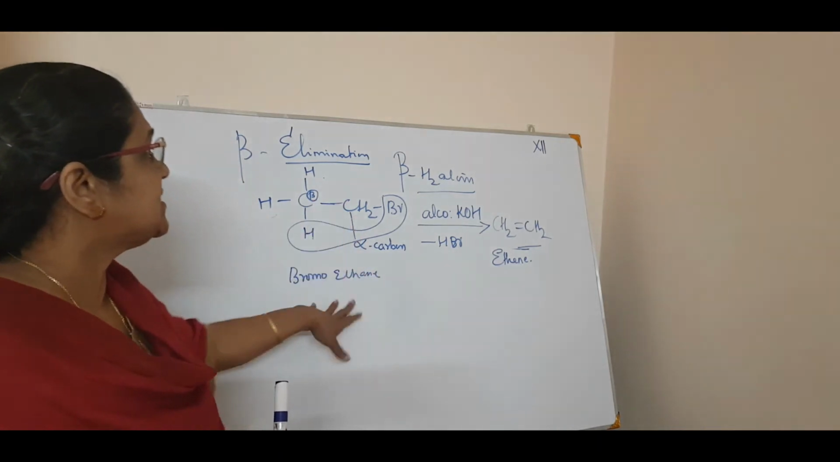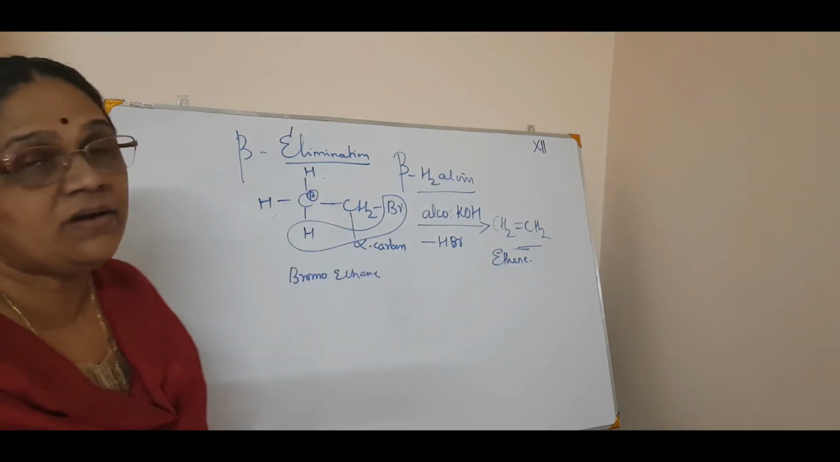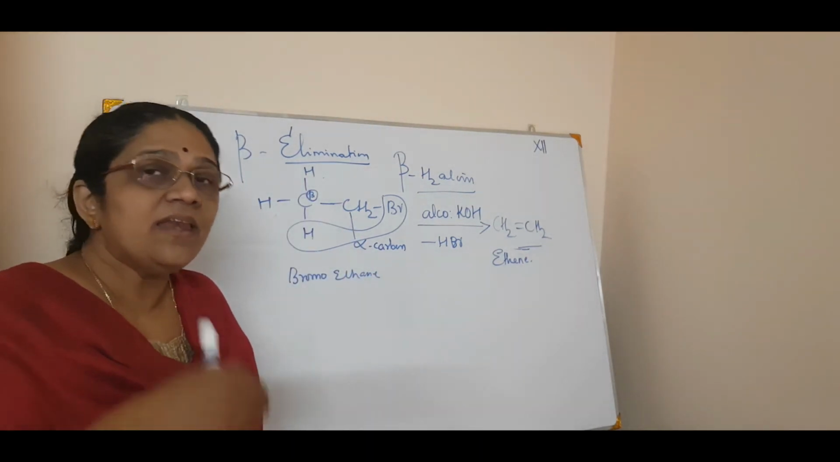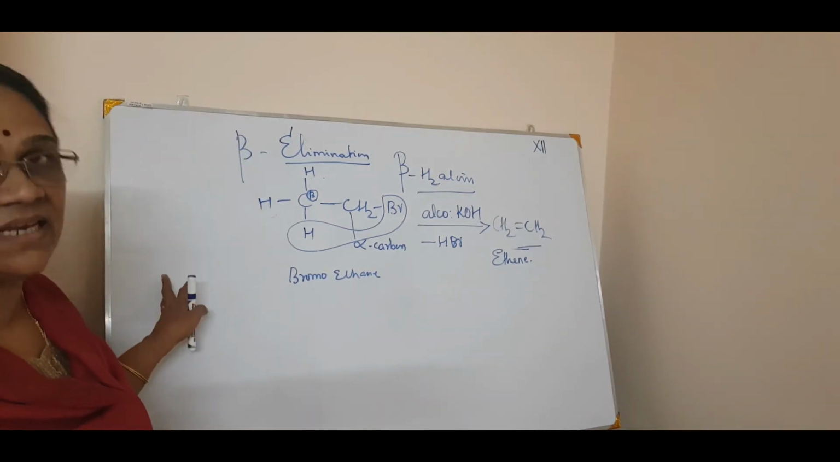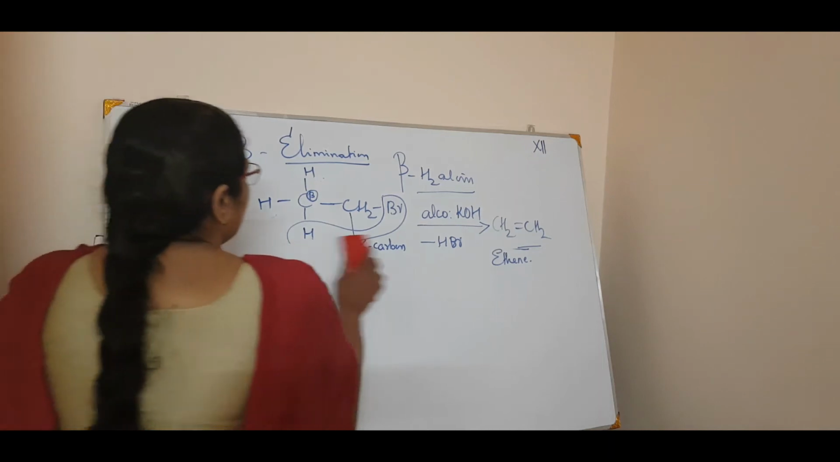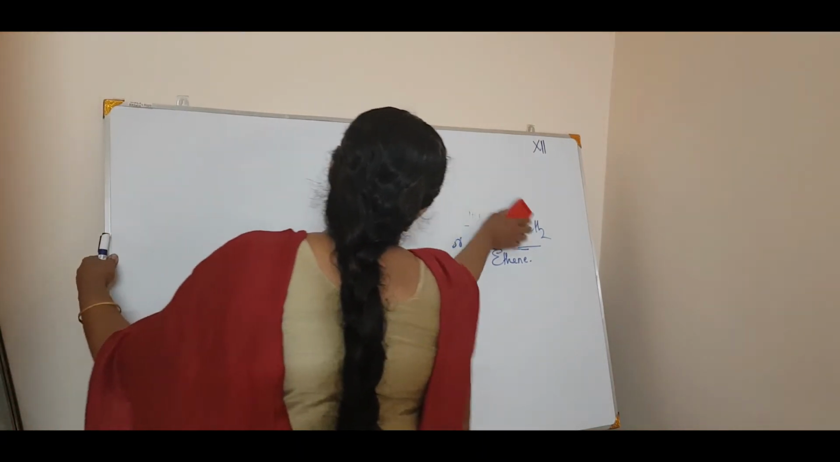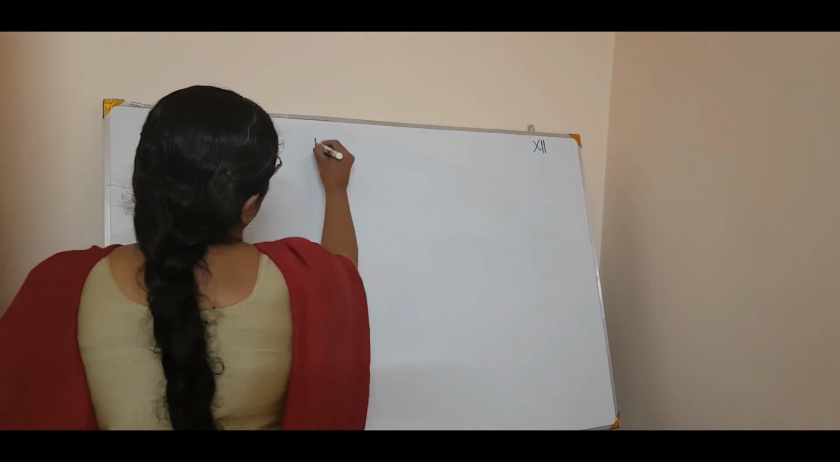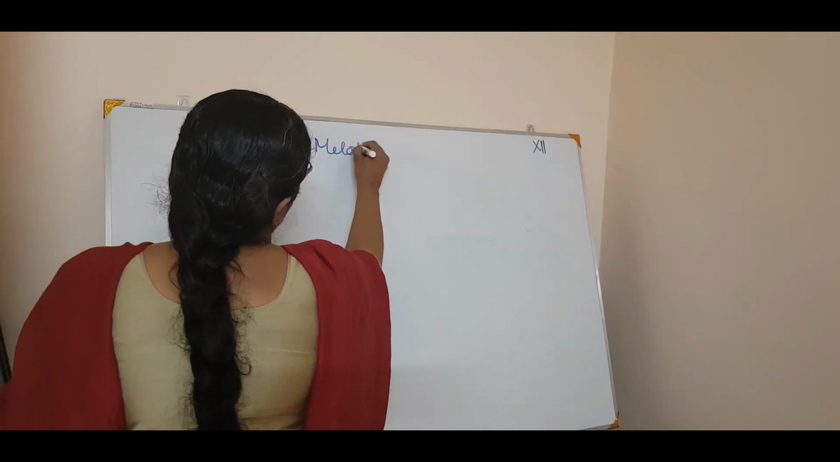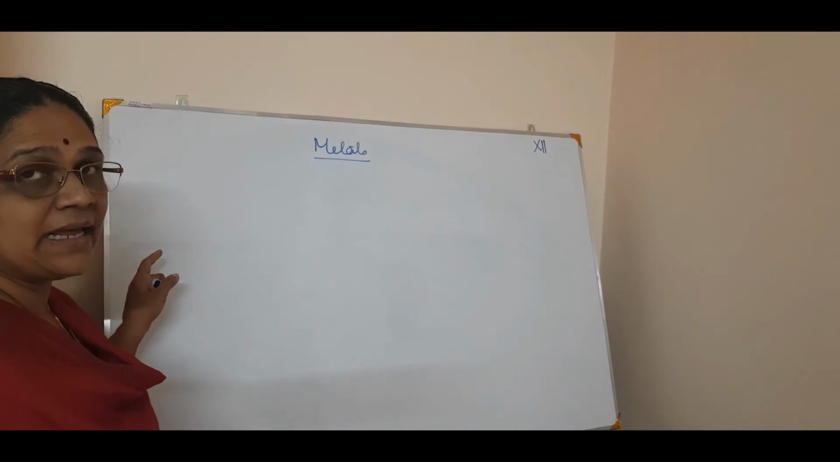So this is about the beta elimination reaction. Now we will see the last reaction, that is the reaction with metals. A very important reaction, the reaction with metals. Now we are talking about alkyl halides and aryl halides.